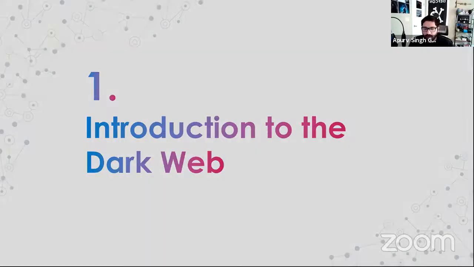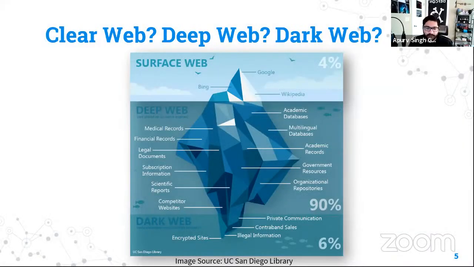So starting with the introduction to the dark web, I'm sure you must have seen this image a lot of times, and a dark web talk without an iceberg image is not a dark web talk. So basically the web is divided into three parts: the surface web, the deep web, and the dark web. The surface web is also called the clear web. It is basically all the sites that are indexed by search engines like Google, Bing, Yahoo, etc. These are the sites you can just Google and you will get.